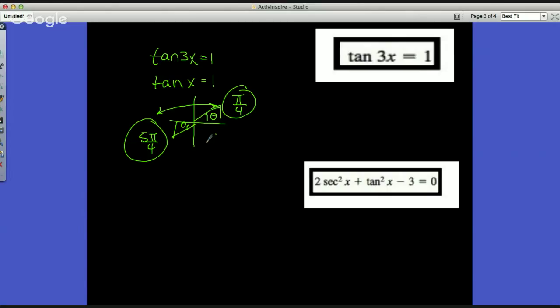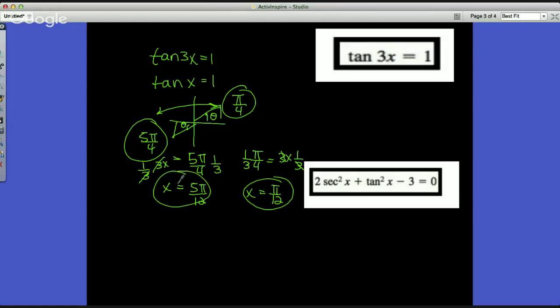But now we've got to take these answers, 5 pi over 4 and pi over 4, and set them equal to 3x. So we set them equal to 3x and multiply by 1/3 on both sides. Okay, multiply by 1/3. Gone, gone. To where x is now equal to 5 pi over 12, and x is equal to pi over 12. So we know these 2 would be our answers, 5 pi over 12 and pi over 12.